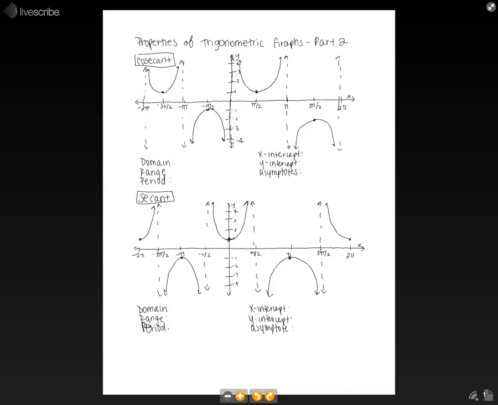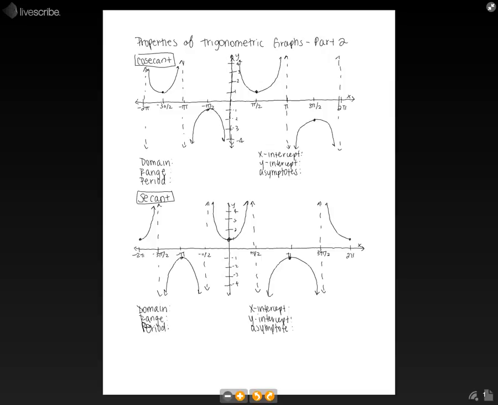In this video, we're going to talk about the properties of trigonometric graphs for cosecant and secant. For sine, cosine, tangent, and cotangent graphs, refer to Part 1. So for the cosecant, this is what the graph looks like. So let's investigate some of its properties.